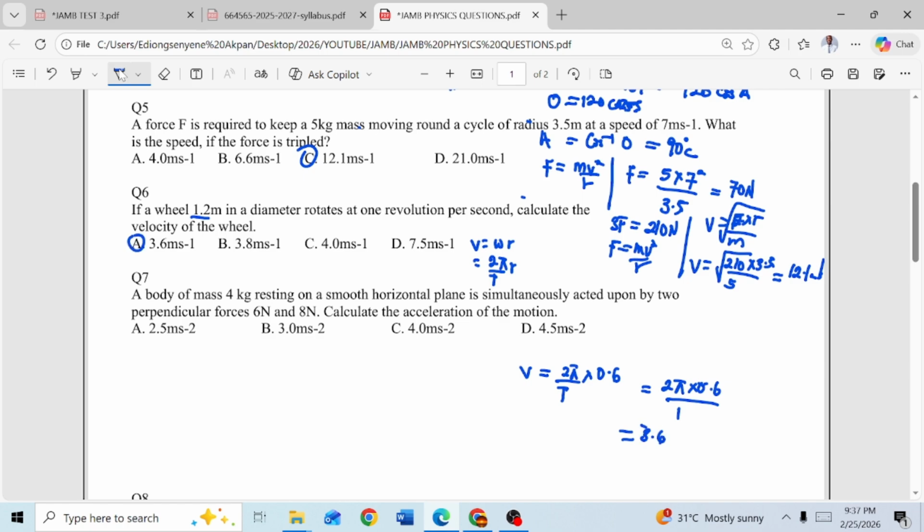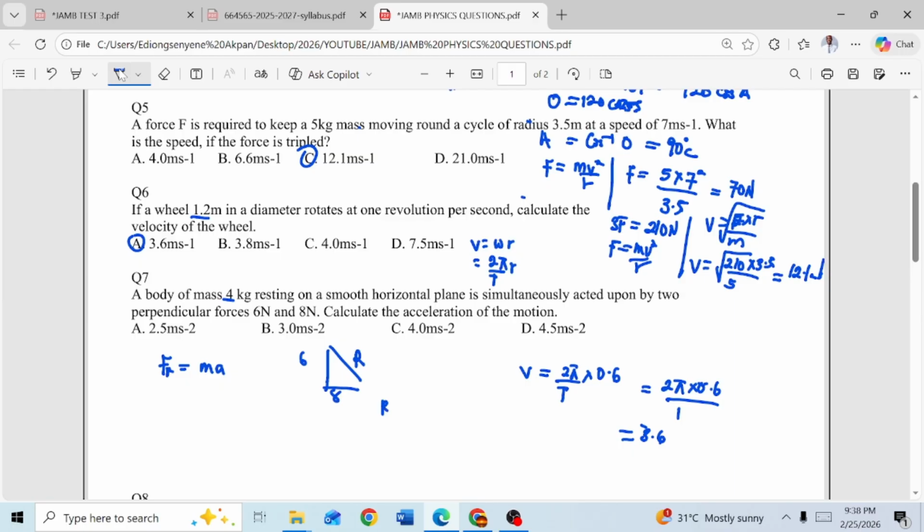Question number 7. A ball of mass 4 kg resting on a smooth horizontal plane is simultaneously acted upon by two perpendicular forces, 6 and 8. Calculate the acceleration of the motion. Now you see, this is resultant force equal to mass times acceleration. In this case, the two forces are perpendicular to each other, 6 and 8.